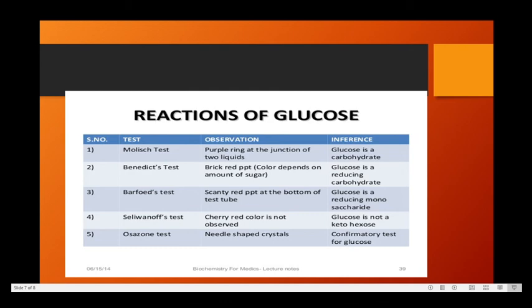Glucose gives Seliwanoff's test, in which a cherry red color is not observed, which indicates that glucose is not a ketohexose. Glucose forms osazone. In this reaction it forms needle-shaped crystals, which is a confirmatory test for glucose.